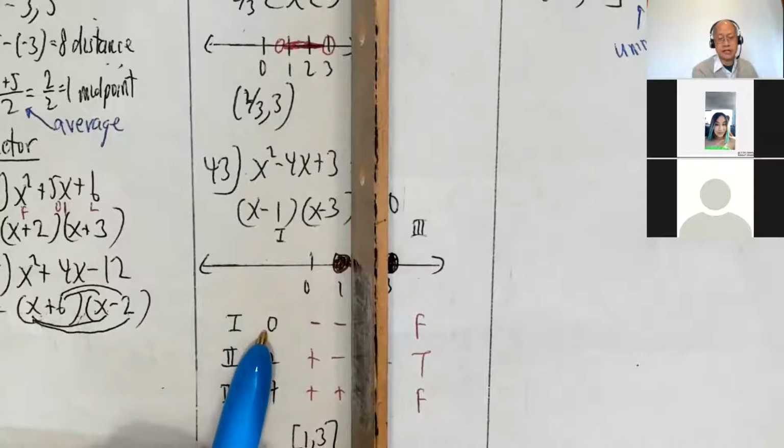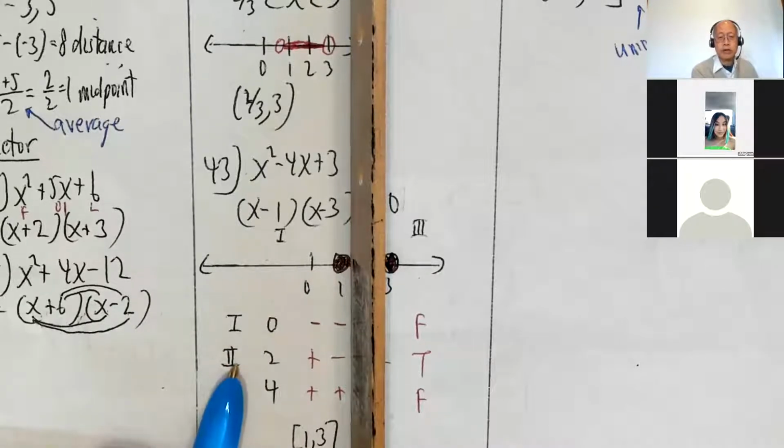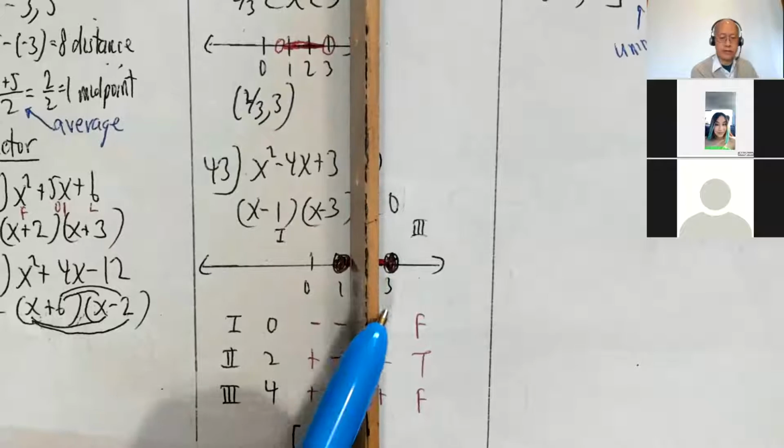So region 1, I said 0. Region 2 is in the middle. What's a number between 1 and 3? 2.